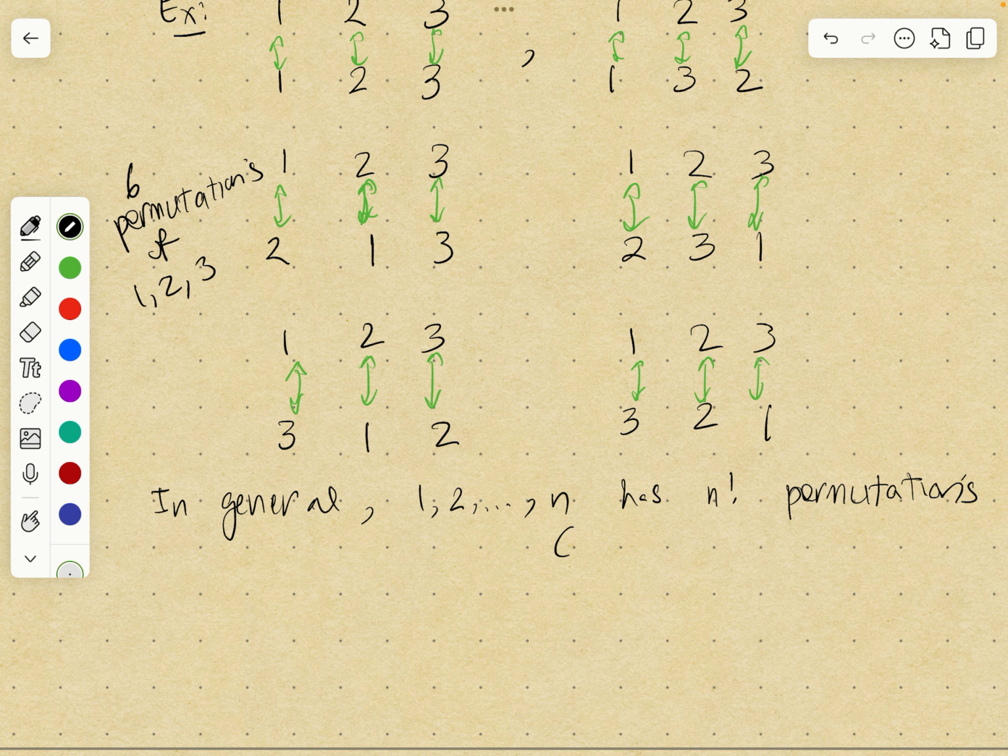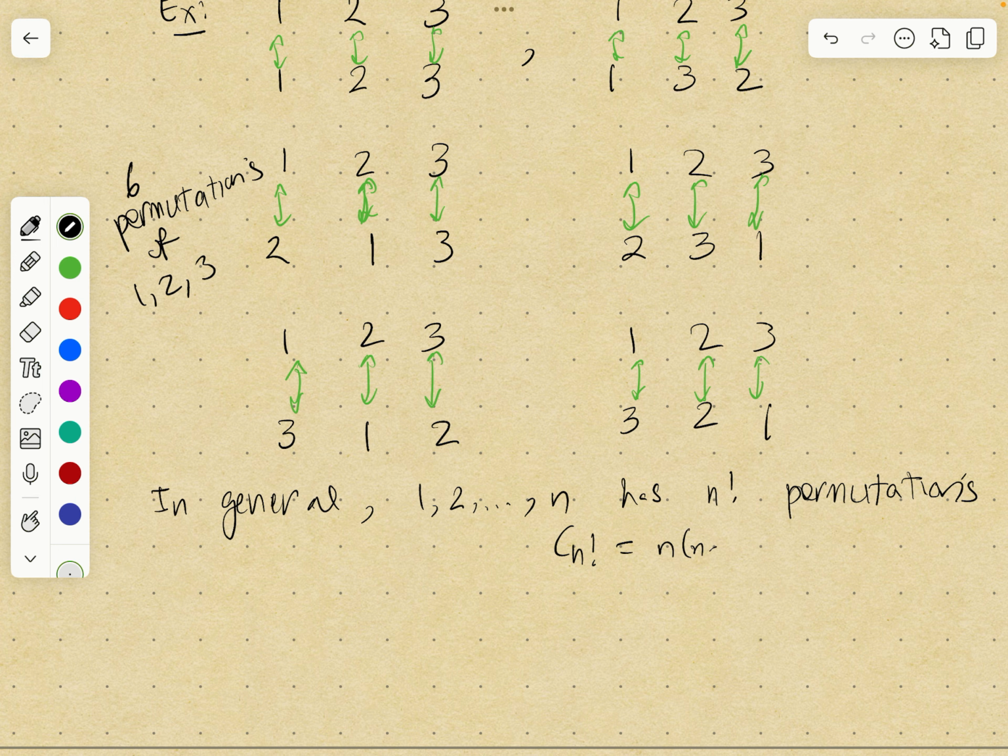And n factorial, just in case you don't know, means you take n and then multiply it by all the integers less than it until you get to 1. Well, actually, if you multiply by 1, you're not multiplying by anything, right? So you can also define it to go up to 2. So for instance, 3 factorial is 3 times 2, which is 6. 4 factorial is 4 times 3 times 2, which is 24.